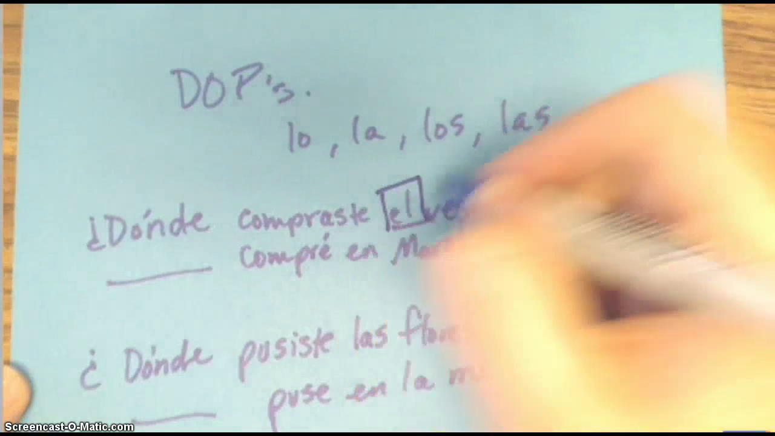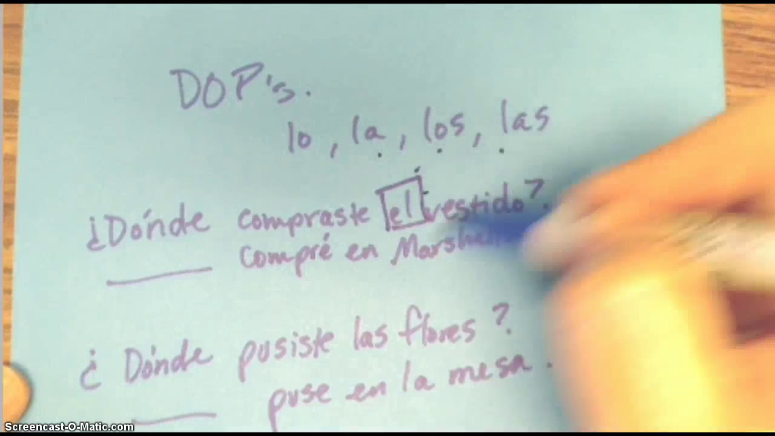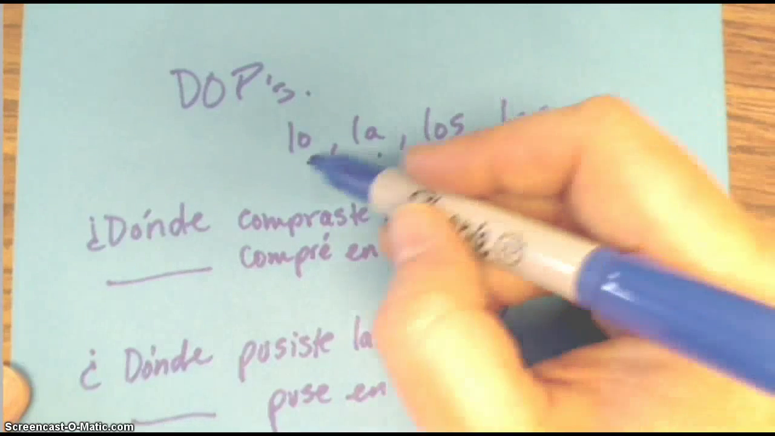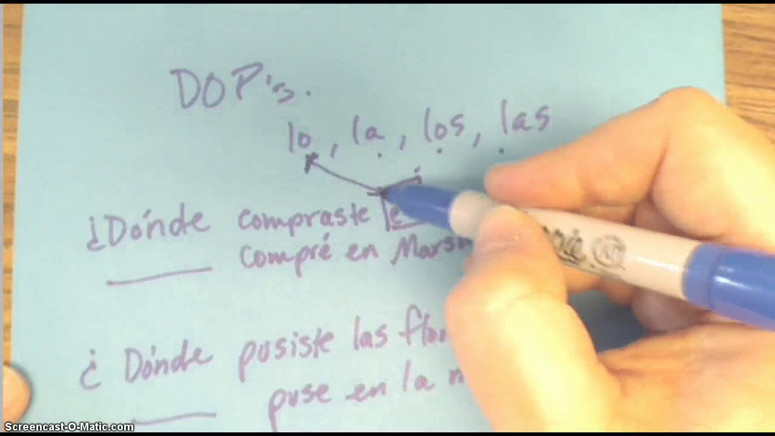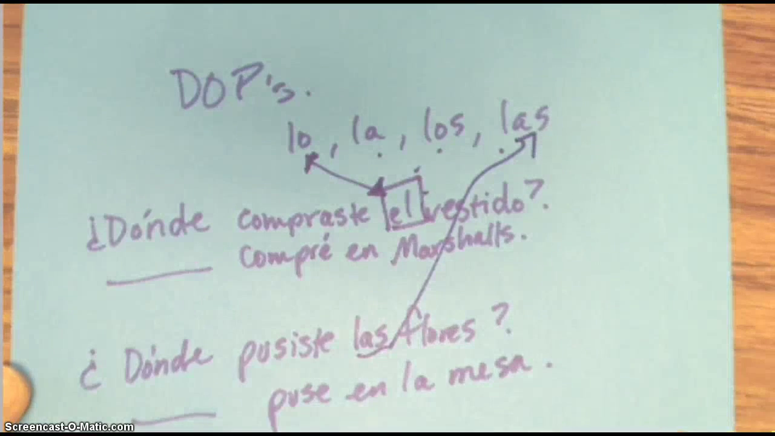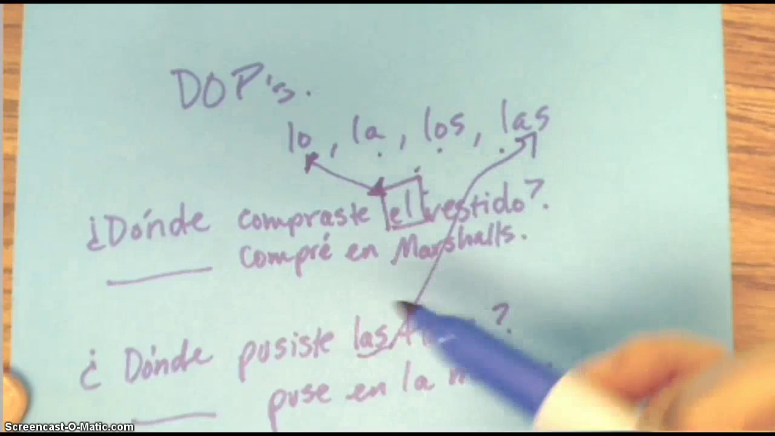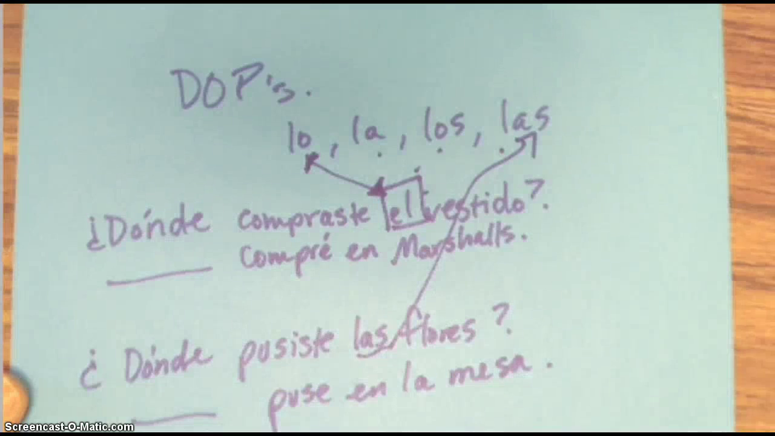If the article is el, then obviously el is not la, it's not plural, so it's not those, so the only one left over is lo. This is the only weird one. El goes with lo. Otherwise, you're going to see las, and that goes with las, and so on and so forth. So that's the cheap and easy way to do it, and that'll usually treat you right. But just to be sure, you can actually translate the sentence.